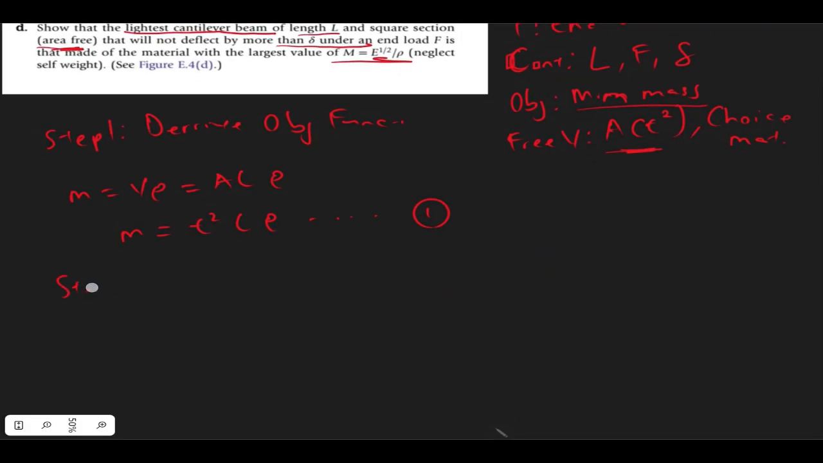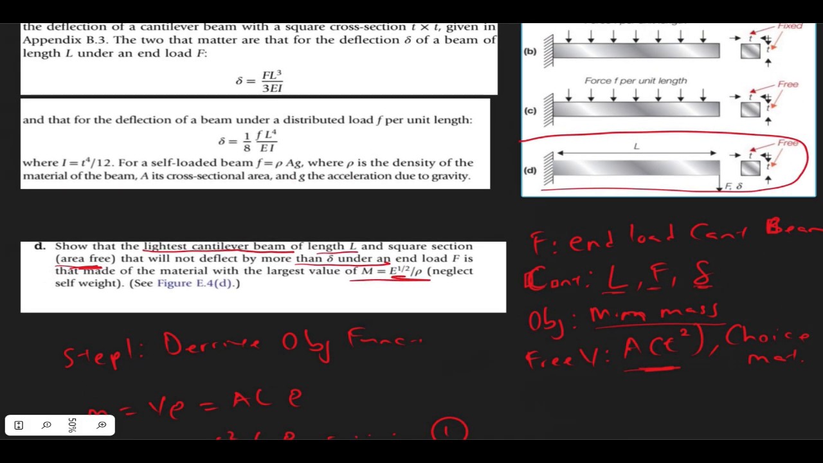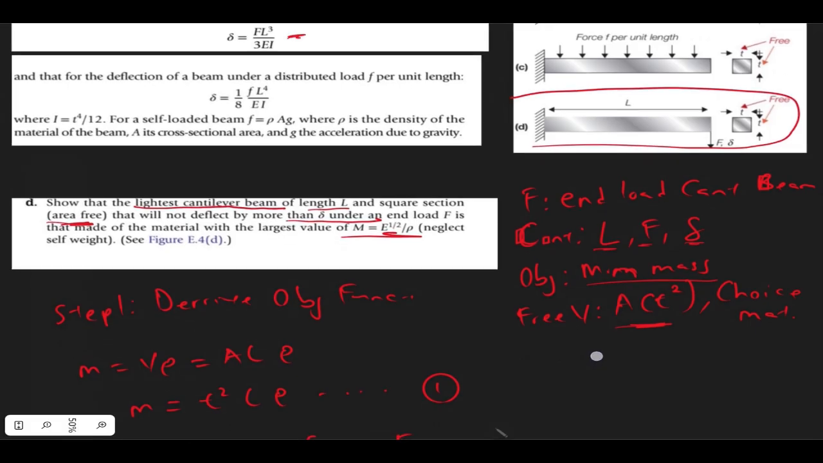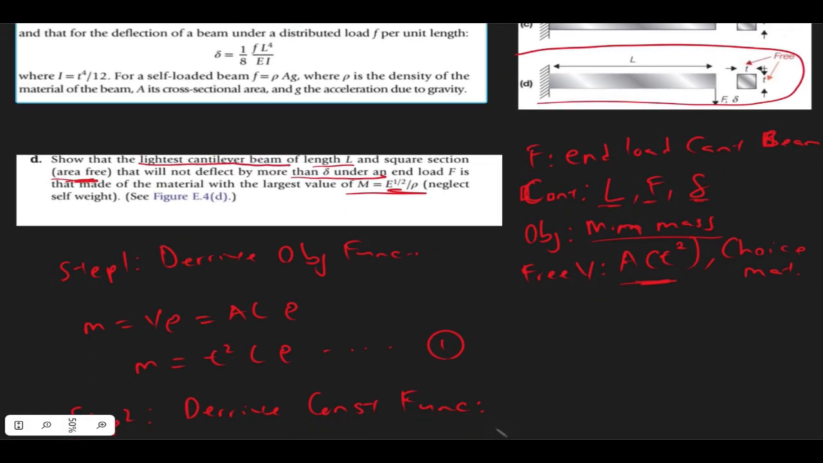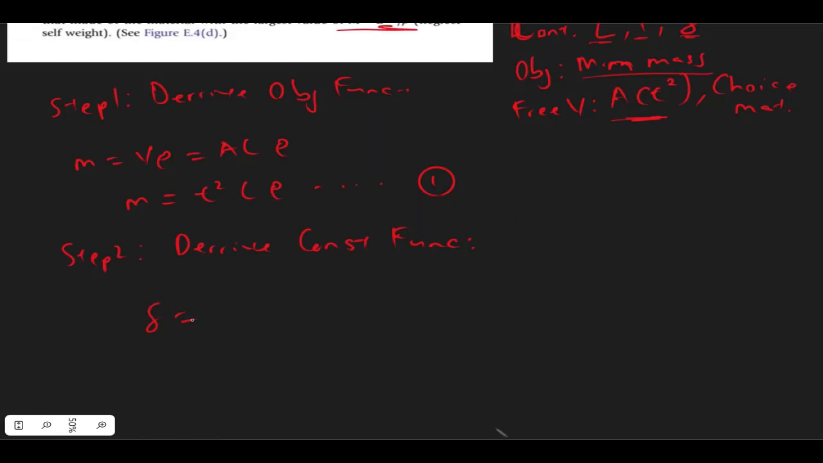So step 2 is to derive the constraint function. Our constraint here is deflection, and deflection encompasses the force and the length. The formula for deflection is given by this equation, and we use this particular equation because we are looking for an end load deflection. We're not looking for a single load deflection, so we are looking for an end load deflection.